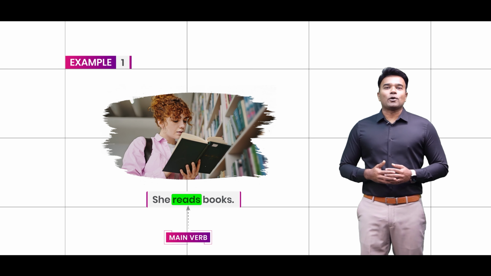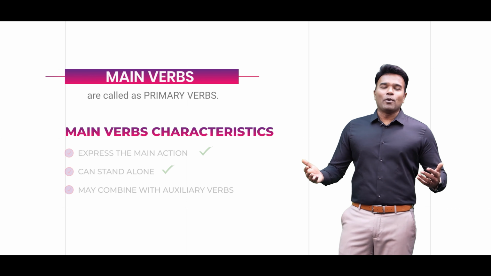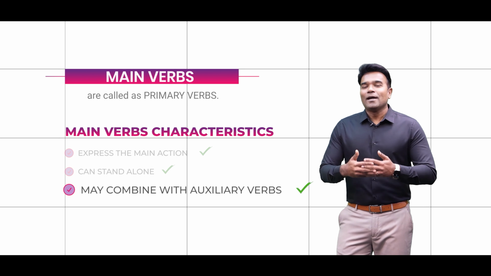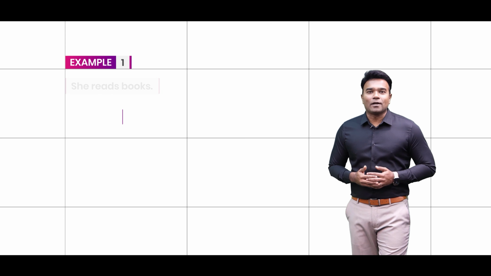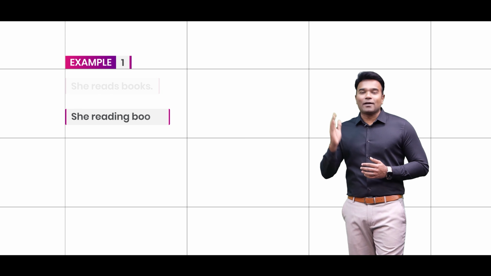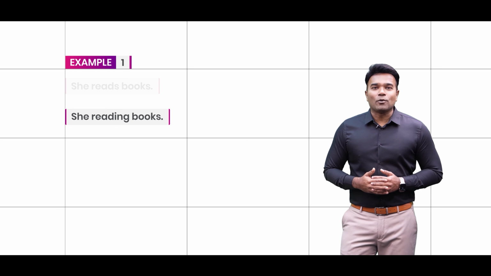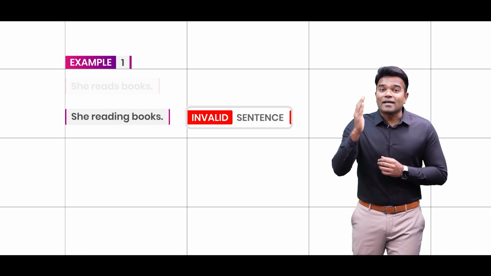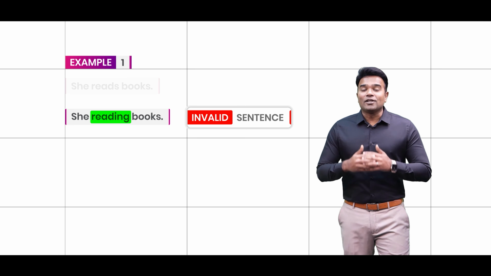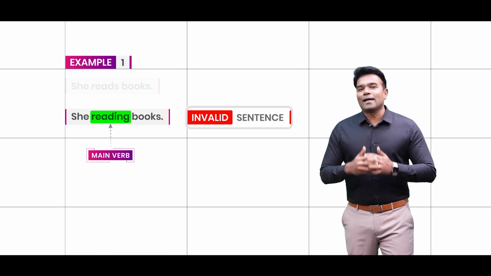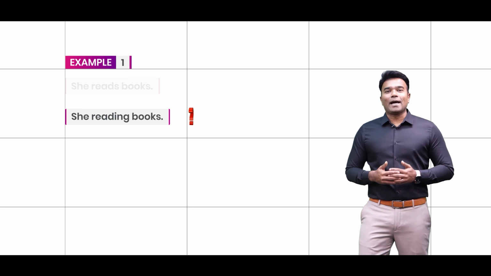But then you also know, in the characteristics of the main verbs, that sometimes the main verbs would combine with the auxiliary verbs. Well, let me give you a case study for that. Have a look at this sentence. She reading books. Well, here forget about what the main verb or the auxiliary verb is. The sentence itself is invalid. No doubt, reading happens to be the main action and hence is the main verb, but then the sentence is an invalid sentence.